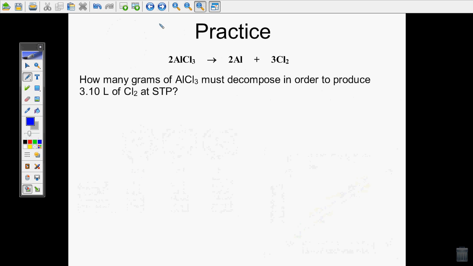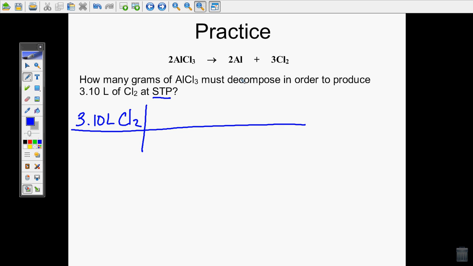So how many grams of aluminum chloride must decompose in order to produce 3.10 liters of chlorine at STP? Okay, for you to use that conversion of 22.4 liters per mole, it always has to be at STP. If it's at something else, then you got to do other stuff that we're not going to do in this class. Okay, so make sure your equation's always balanced, and then start with what they gave you. 3.10 liters of chlorine gas.